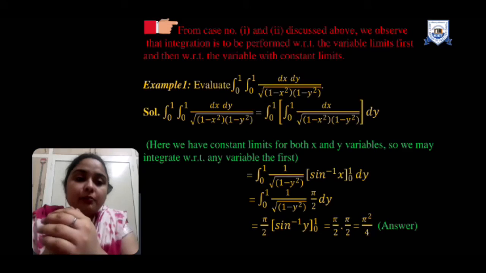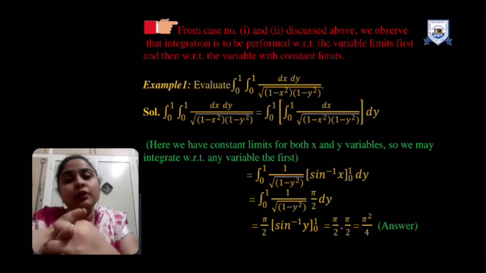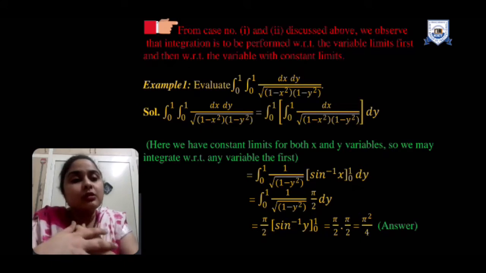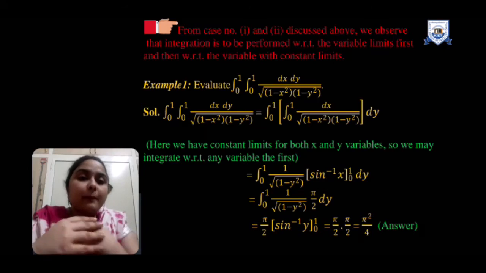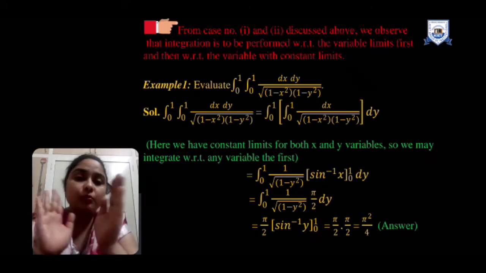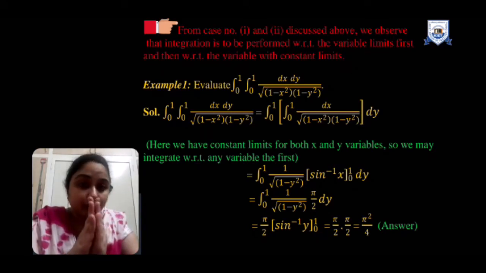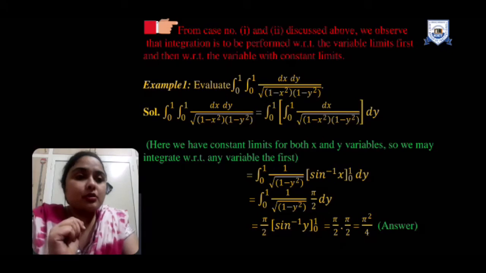Now pi by 2 can be taken out of this integration being a constant term, and integration of 1 upon under root 1 minus y square with respect to y over the limit 0 to 1, we will have again sine inverse 1 minus sine inverse 0. So again the result will be pi by 2. Pi by 2 was previously over there, and one more pi by 2 is there, so combinedly it will be pi square by 4. So this is a very interesting example.